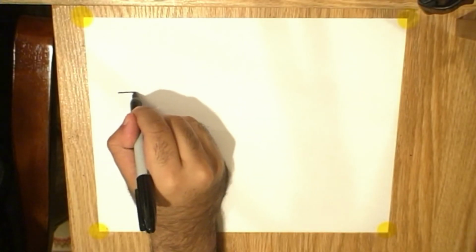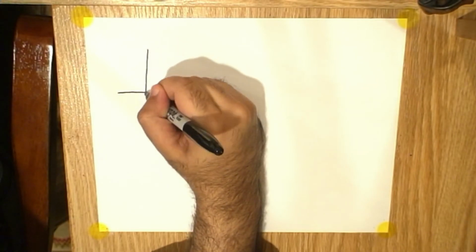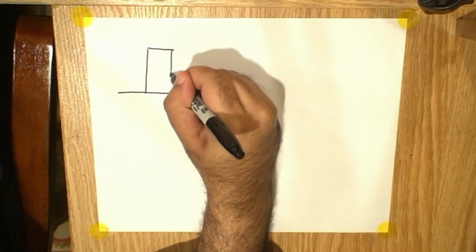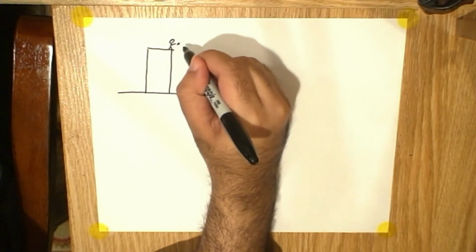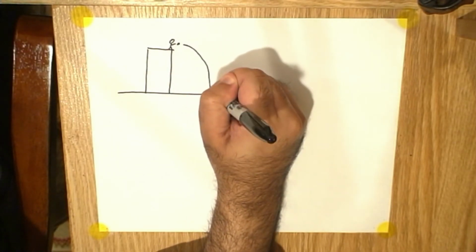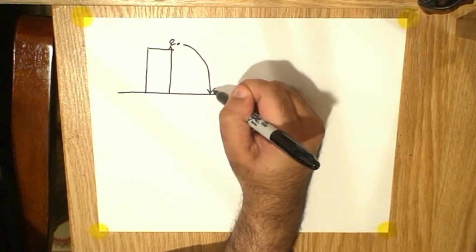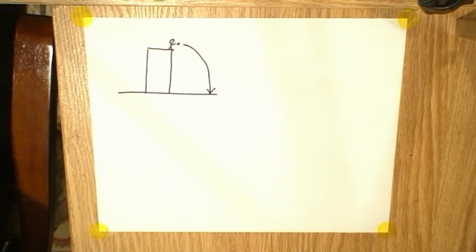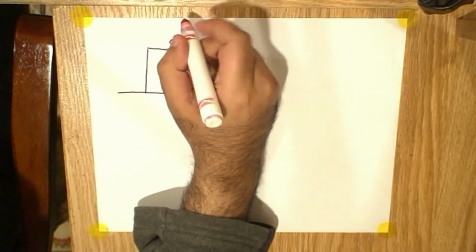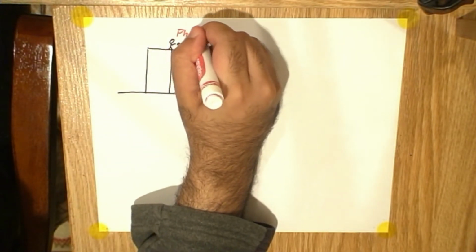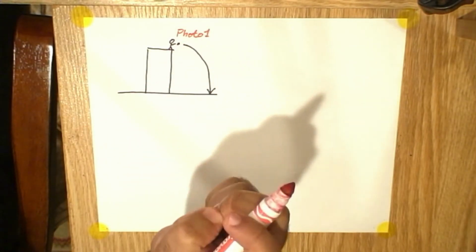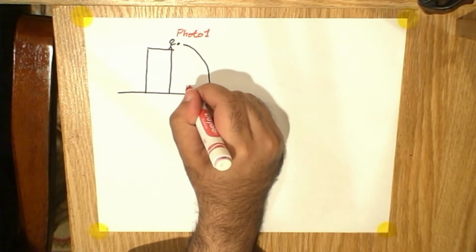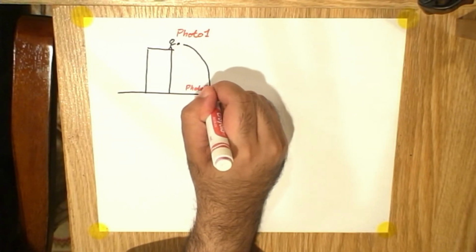In this question, we are told that someone is going to throw a ball off the top of a building, and the ball is going to land a certain distance away. Now, this is an example of 2D kinematics. Photo 1 is going to correspond to where the ball was thrown, so a nanosecond after the ball was thrown, and photo 2 will be a nanosecond before it hits the ground.